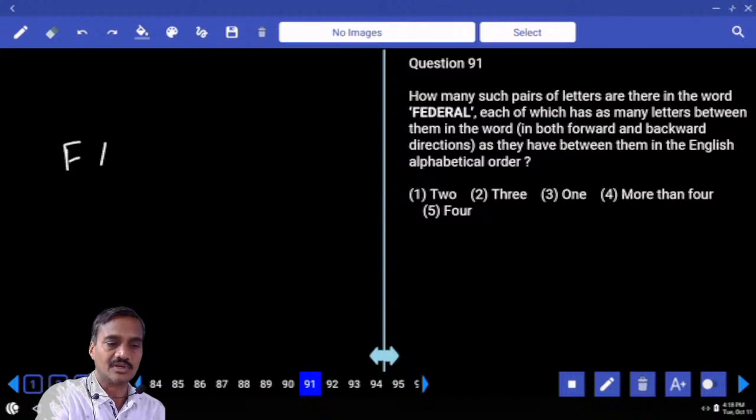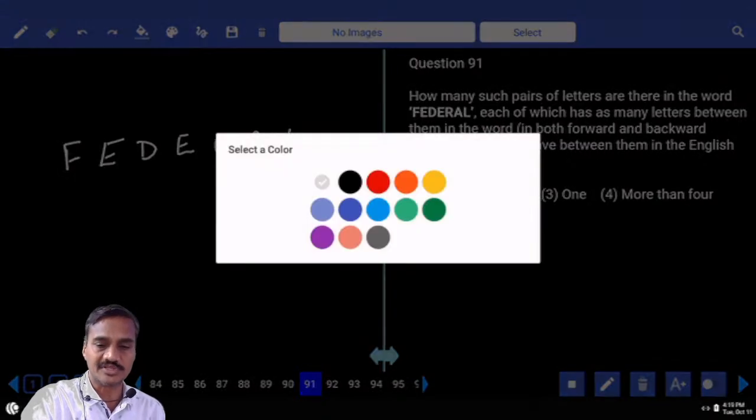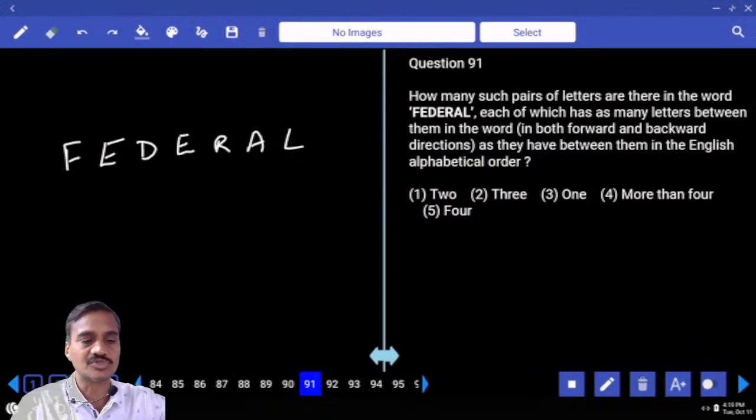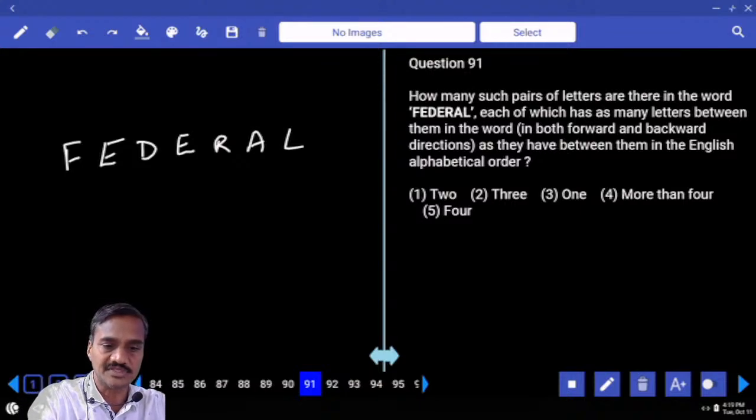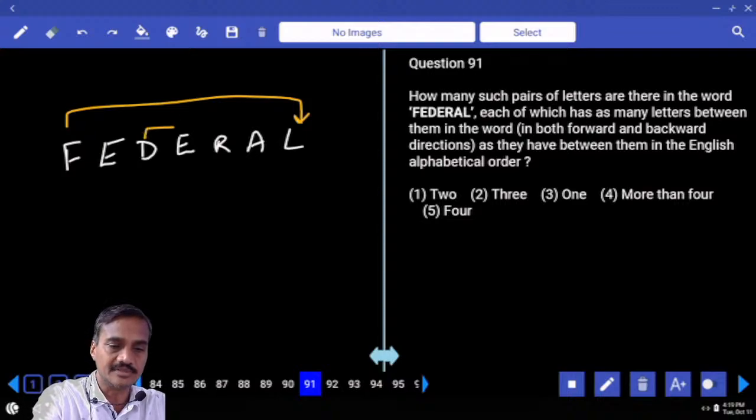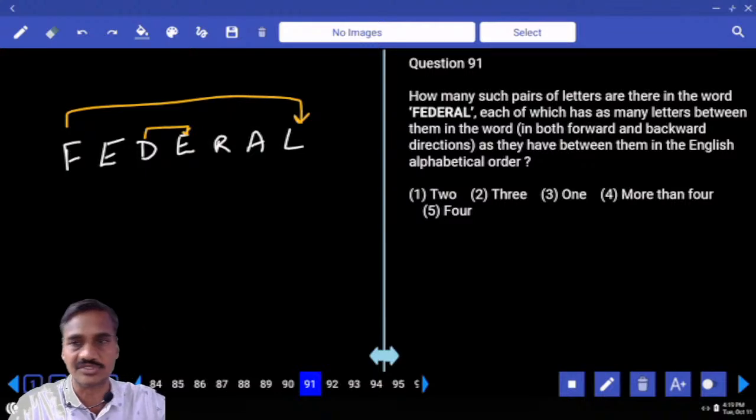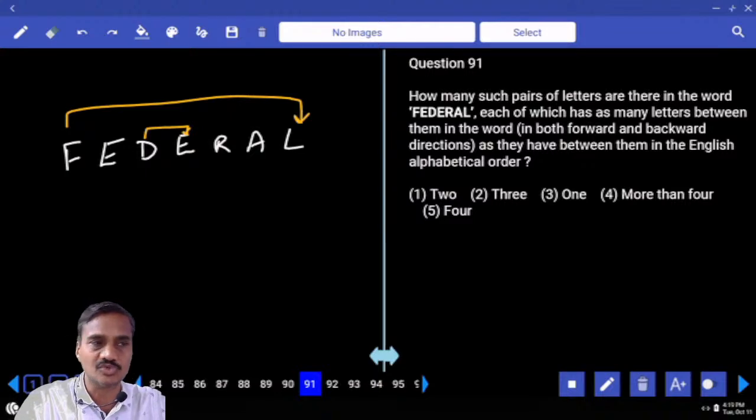Question 91, Federal, F-E-D-E-R-A-L. How many such pairs of letters are there in the word Federal? Starting with F, G-H-I-J-K-L, F and L. E-F-G-H-I-J, D and E, there is one more. D-E-F-G-H, E-F-G-H, that's it. Left to right there are only 2 pairs.